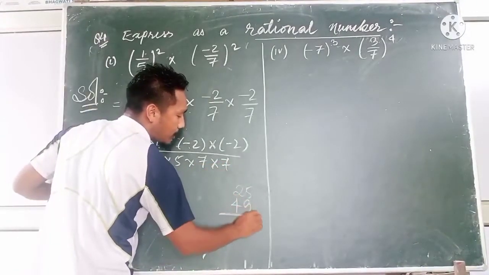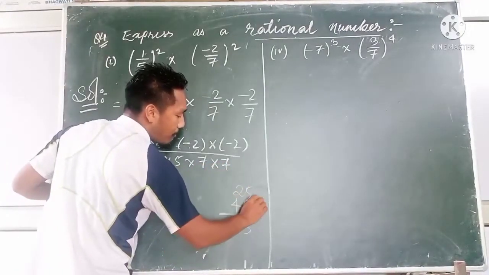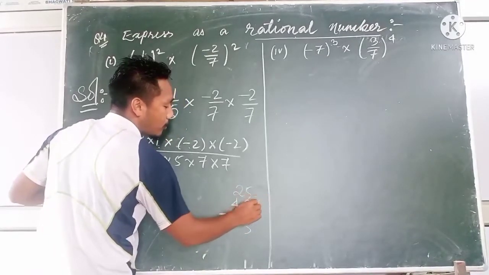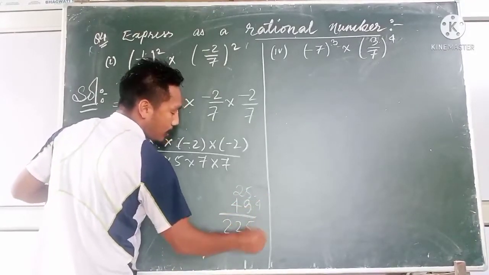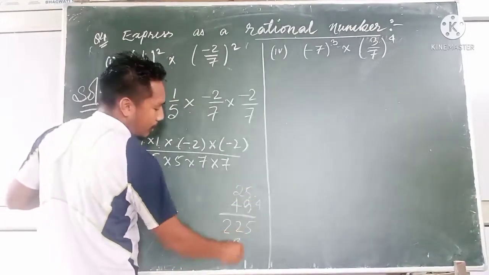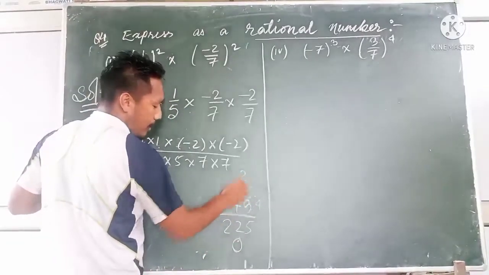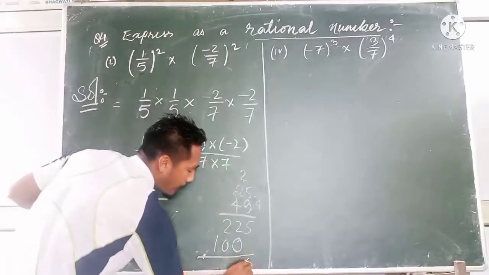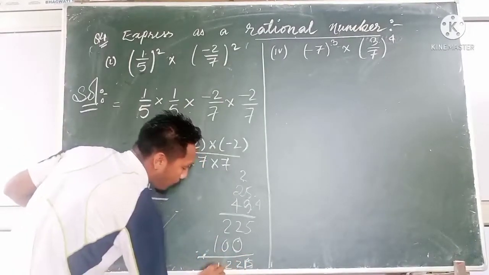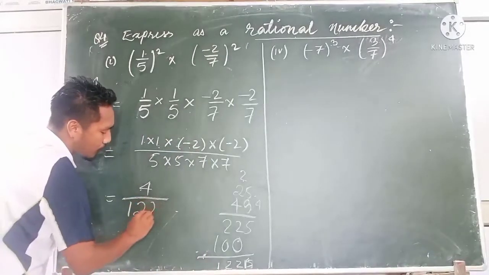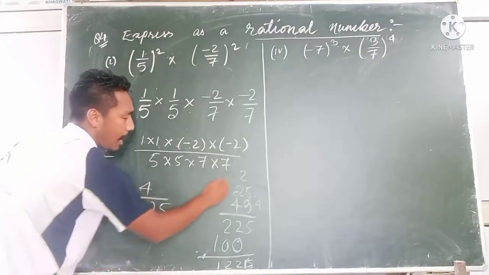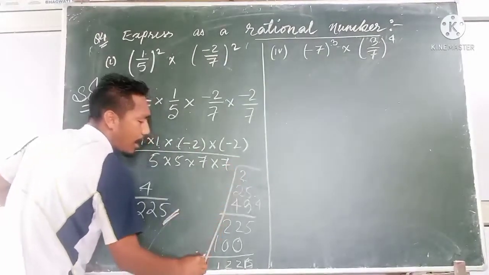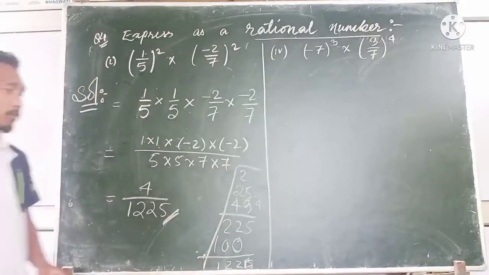So if I multiply this, 9 fives are 45, 4 and 9. 9 twos are 18, 19, 20, 21, 22. 5 fours are 20, 2 and 9. 4 twos are 8, 9, 10. If you add these two numbers, you will get 1225. That is 1225 is your answer. Okay, this is your answer.